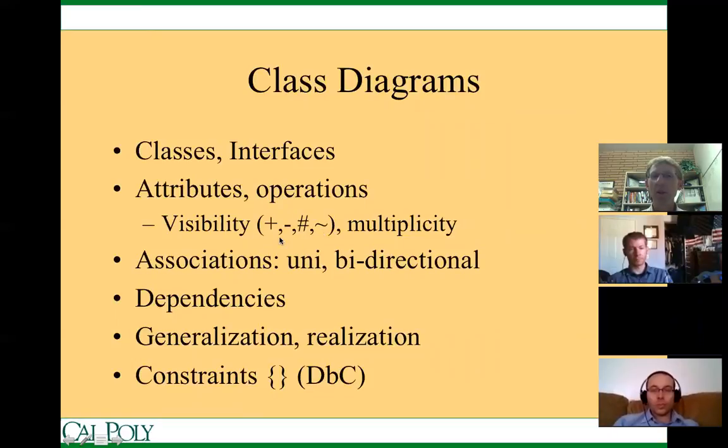And the visibility, we'll have a slide on that in a second. That means who can use this attribute or this operation? Who can call this method? Which class can do that? In what context can we do that? And the concept of multiplicity as well.